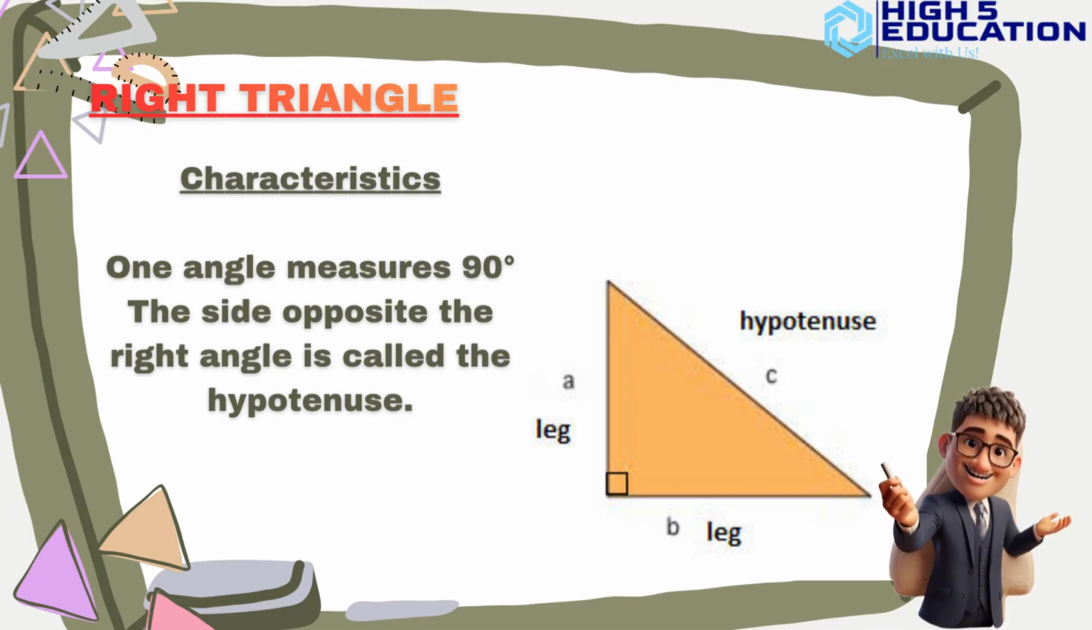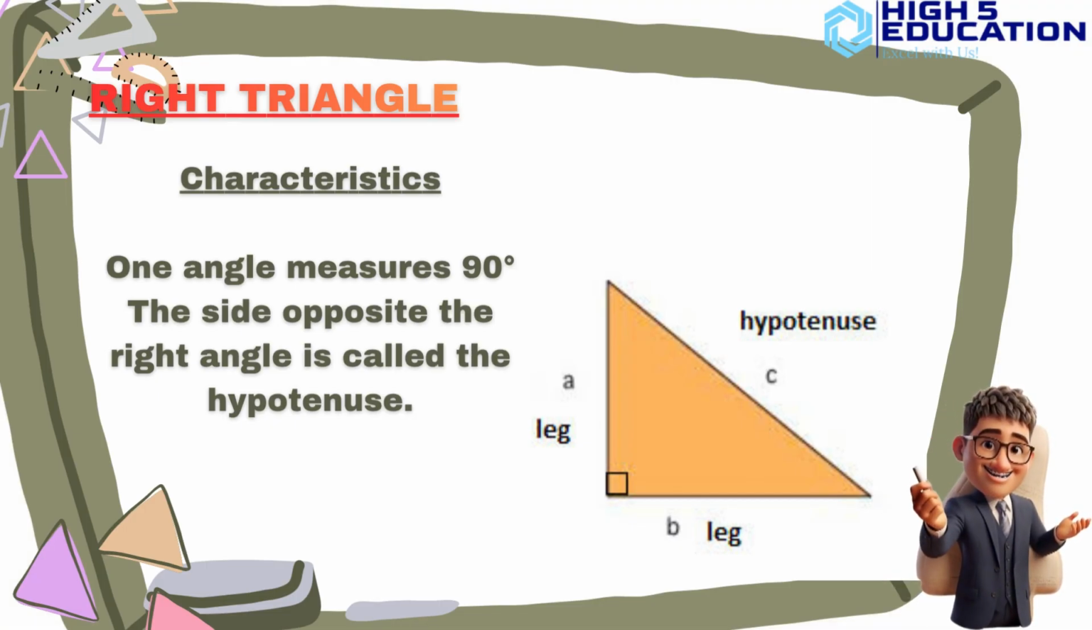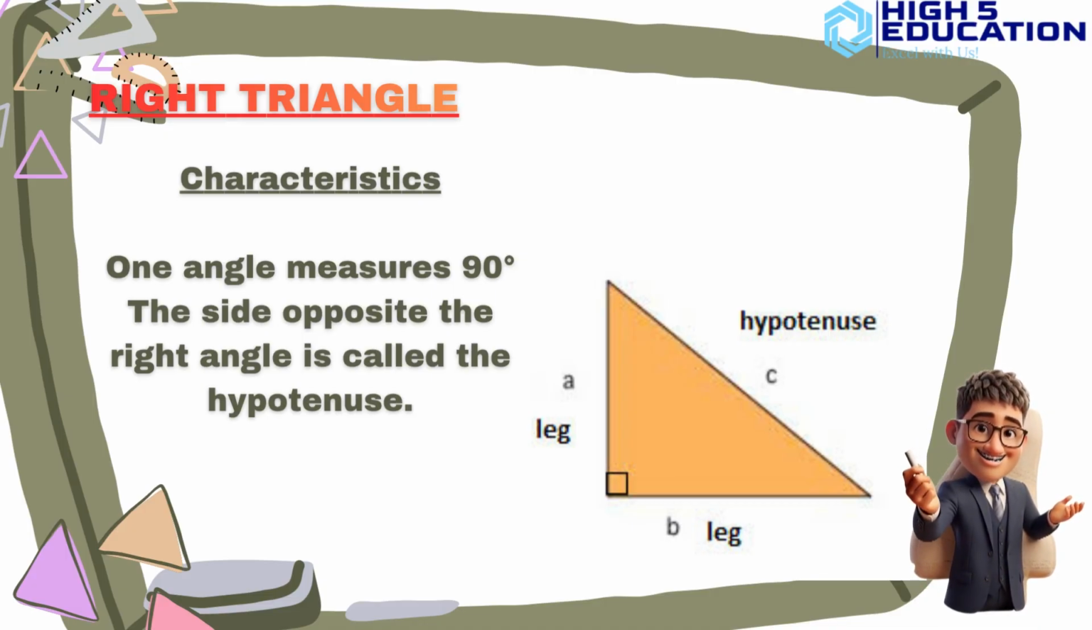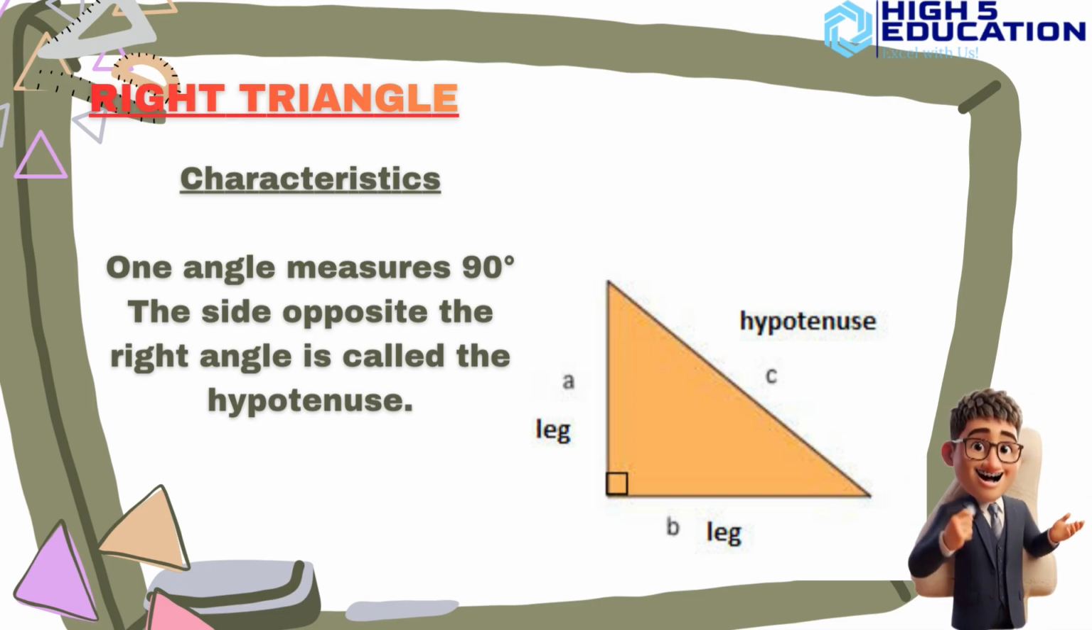Right triangles are used in many real-life situations, such as building construction, ladders leaning against walls, ramps, staircases, and surveying, because they help us measure heights, distances, and angles accurately. Here's an easy way to remember it. If a triangle has one angle that measures exactly 90 degrees, it is a right triangle.